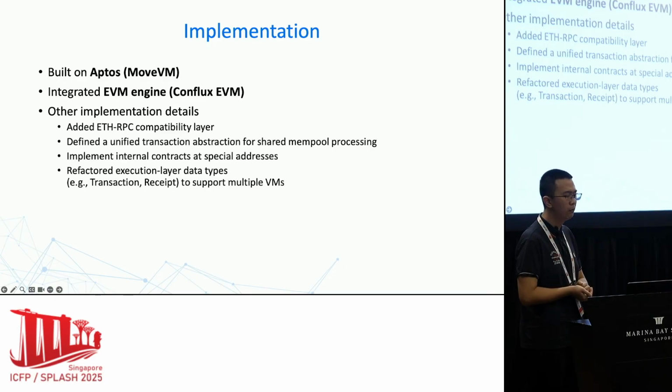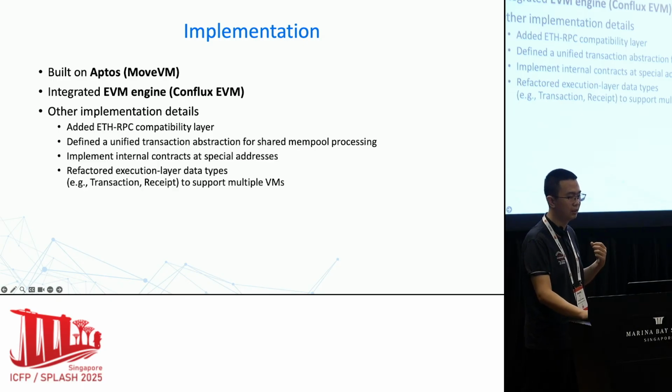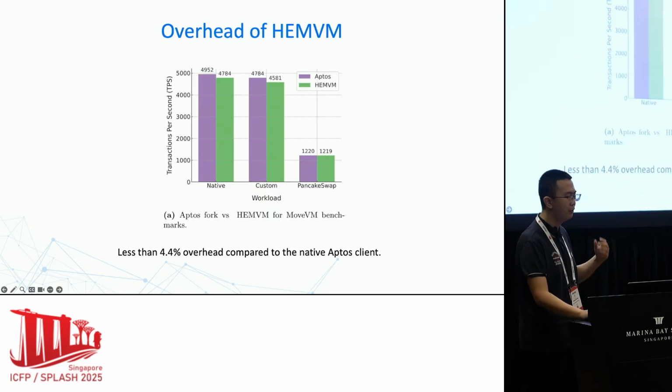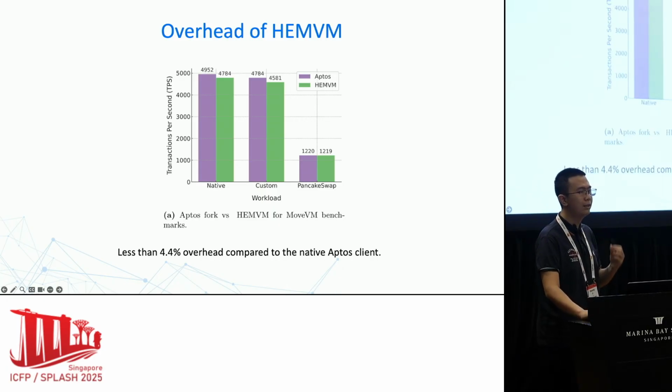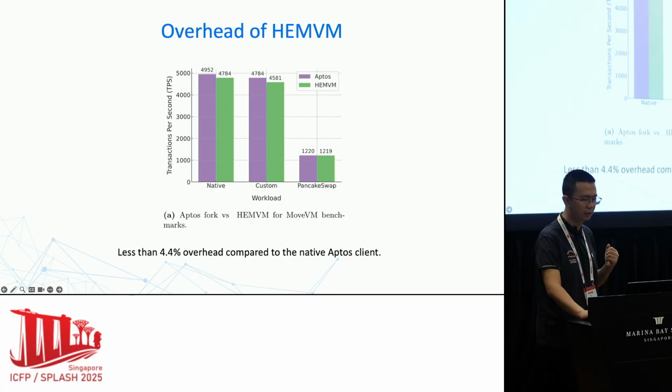So we have a MoveVM first, and then we integrated an EVM engine into the MoveVM. It is the Conflux VM because we are from the Conflux team. We are more familiar with our EVM implementation, and there are some other implementation details. Let me skip that. In our evaluation, we first want to check whether introducing our new features influences the performance of the existing features in Aptos. The results show that we only introduce a small overhead compared to the standard Aptos implementation. So it means that the new feature will not influence the existing features.